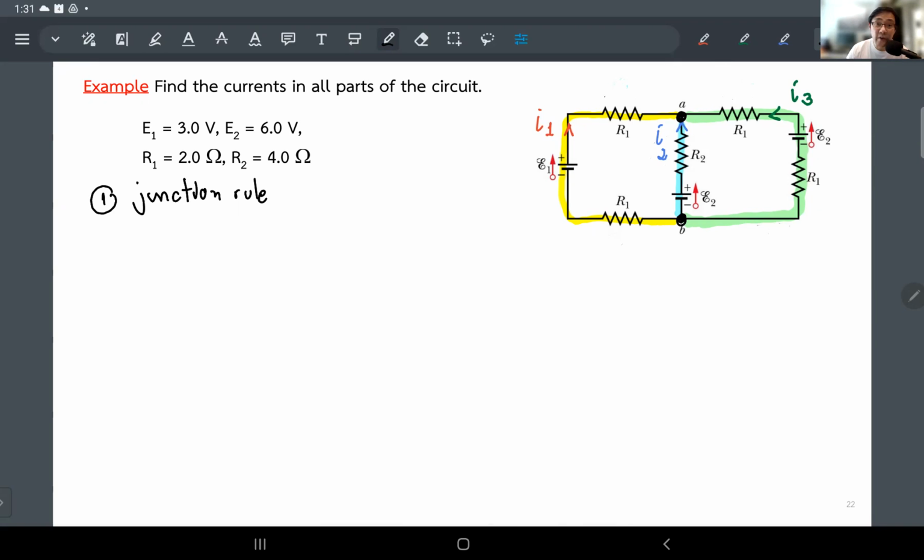How much current is flowing in? Well, I1 is in, I2 is also in, I3 is also in. So there are I1, I2, I3 that are in, and then equal to, what about the currents flowing out? Nothing. That's fine, because you assume that everything is just into the junction A, and that is your equation number one.